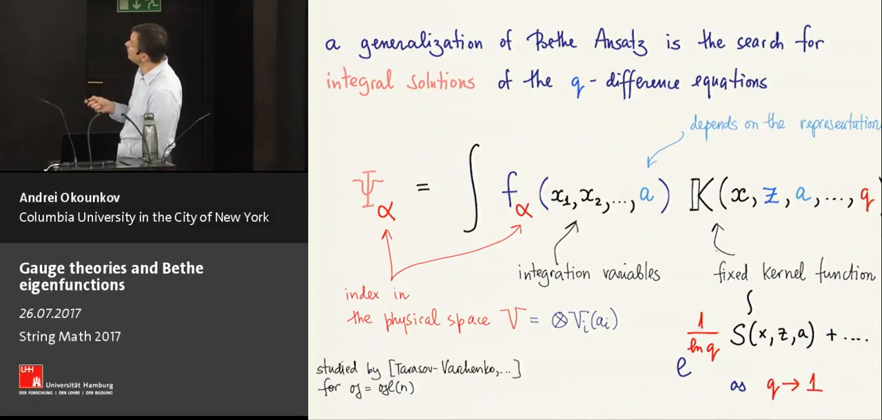Namely, suppose we want to solve QKZ, an equation for a vector-valued function, so there will be an index alpha that reminds us that this is a vector-valued function. This alpha entry of psi we would like to find in the form of an integral in variables x. The x are the integration variables. So far, they're dummy integration variables, not any variables you've seen before. And the integral has two parts. First, there's some fixed kernel function that includes all the variables we have. So it includes the integration variable x, also the variables z, a, h bar, whatever, q.